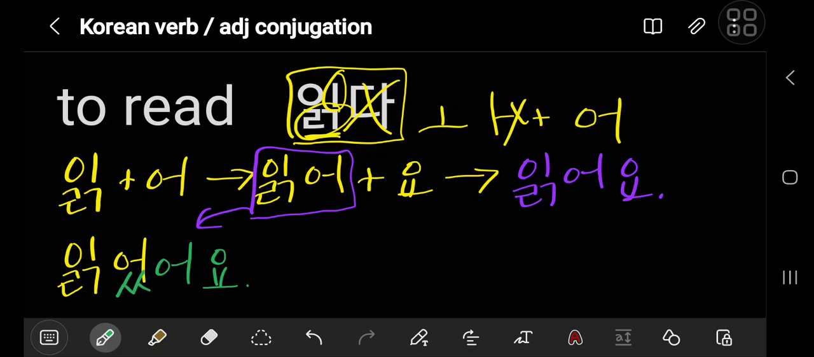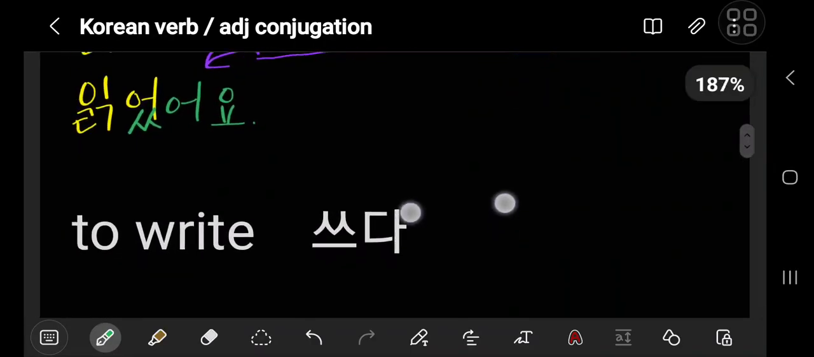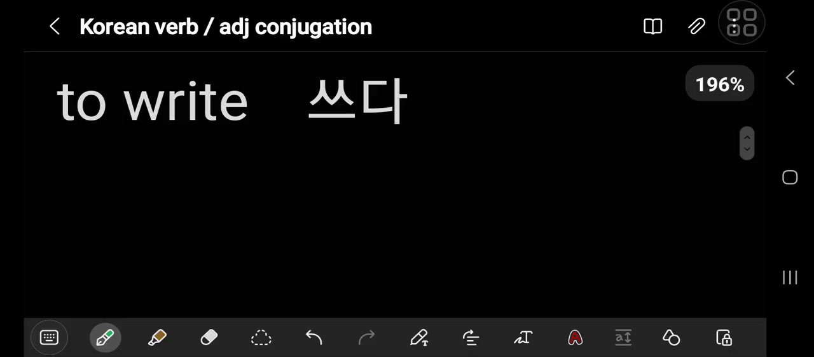언제 읽었어요? When did you read? This book 언제 읽었어요? When did you read this book? So we have did. Oh, 어제 읽었어요. Yesterday I read it. Aha, here we go.